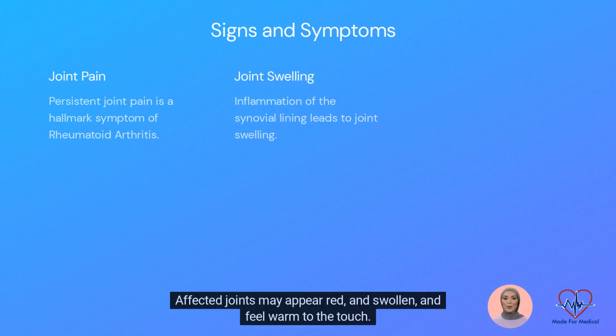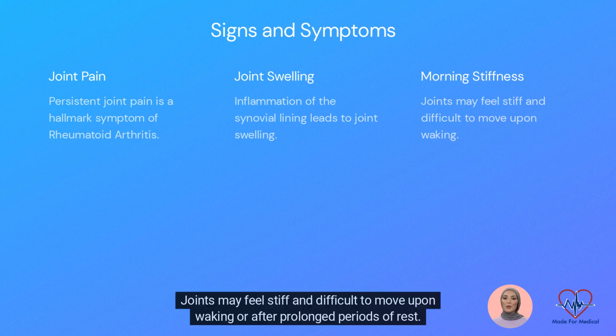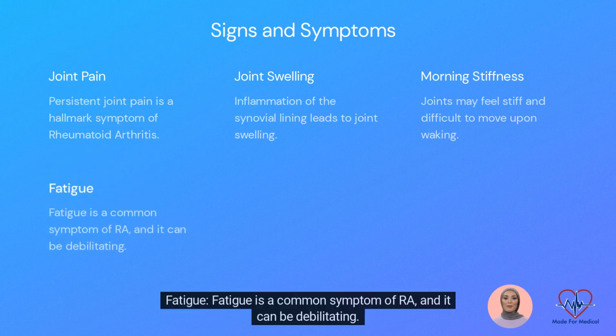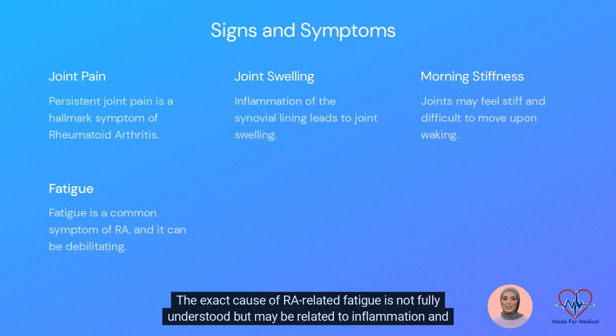Affected joints may appear red and swollen and feel warm to the touch. Morning stiffness. People with RA often experience morning stiffness that lasts for more than 1 hour. Joints may feel stiff and difficult to move upon waking or after prolonged periods of rest. Fatigue. Fatigue is a common symptom of RA, and it can be debilitating. The exact cause of RA-related fatigue is not fully understood, but may be related to inflammation and the body's immune response.